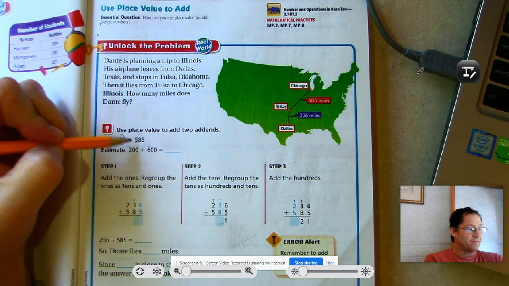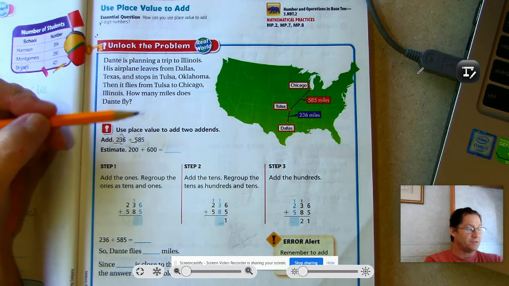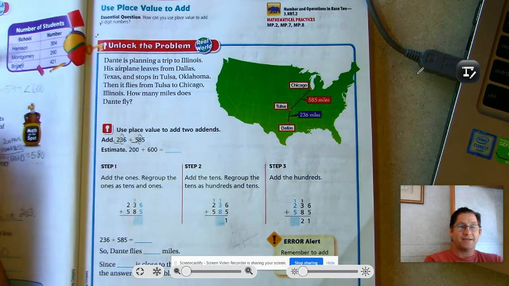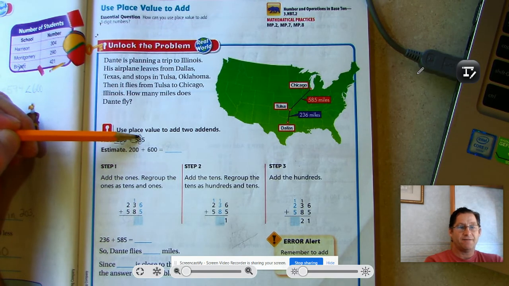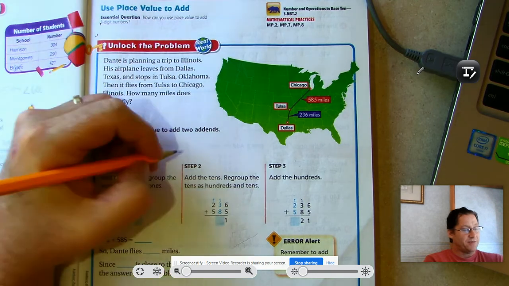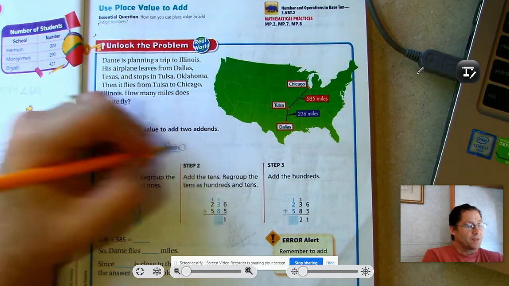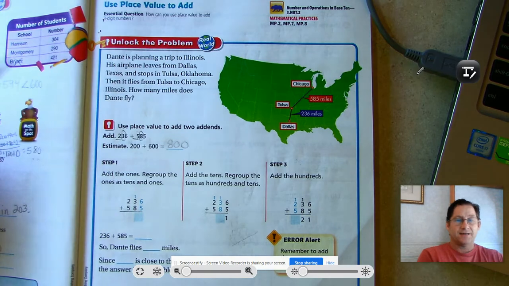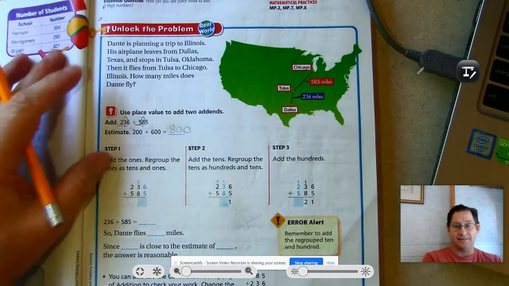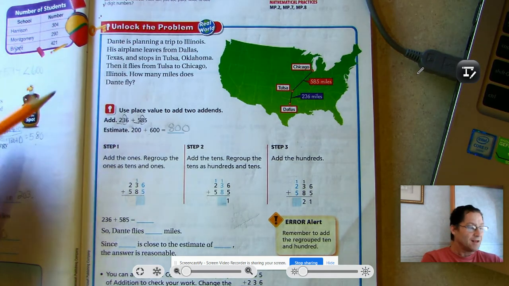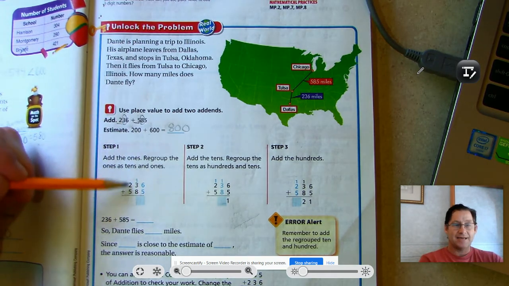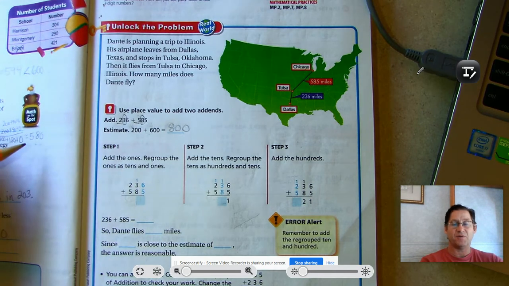In 585, again, we're going to underline the 5 because we want to round to the hundreds. We're going to circle the 8, the digit immediately to the right. In this case, it's greater than 5. So we're going to increase the 500s by 1 to get us 600. So our estimate is 800. So we know that when we're finished adding these two addends, we should have an answer that's close to 800.